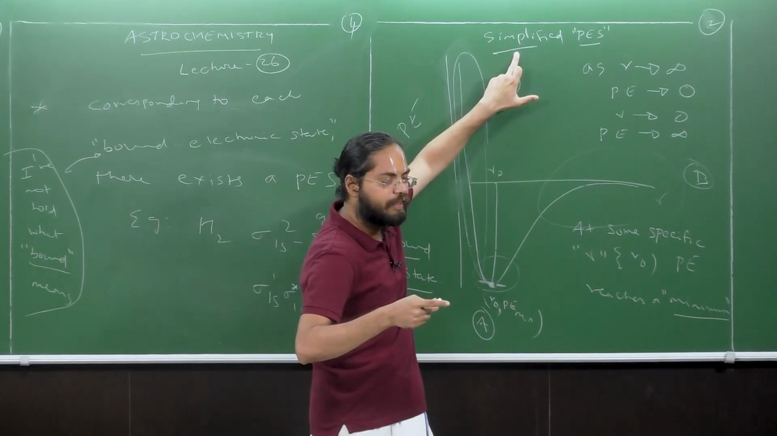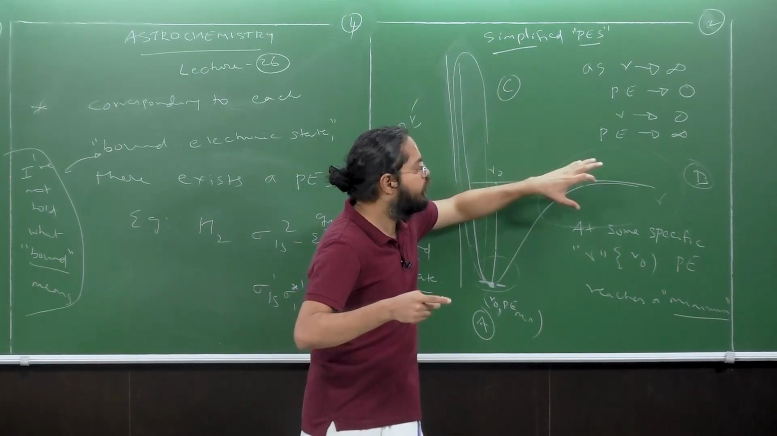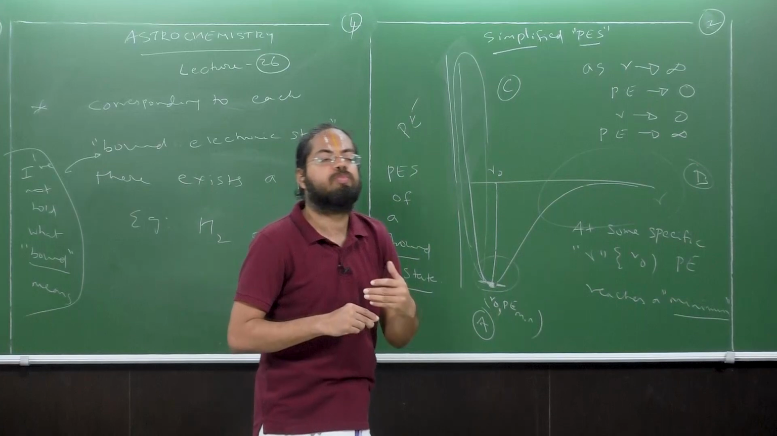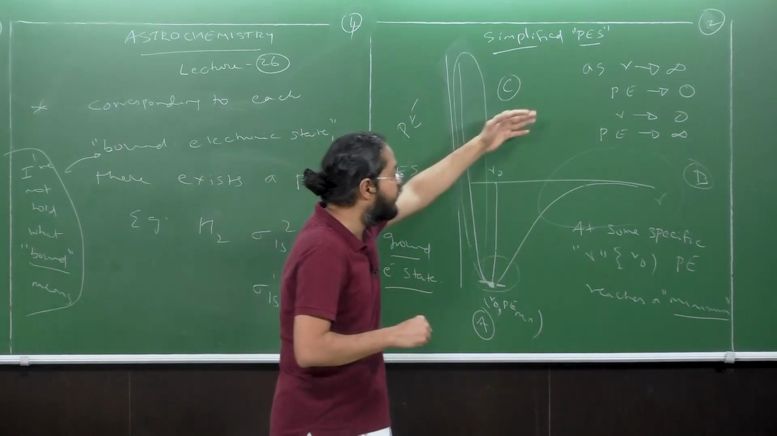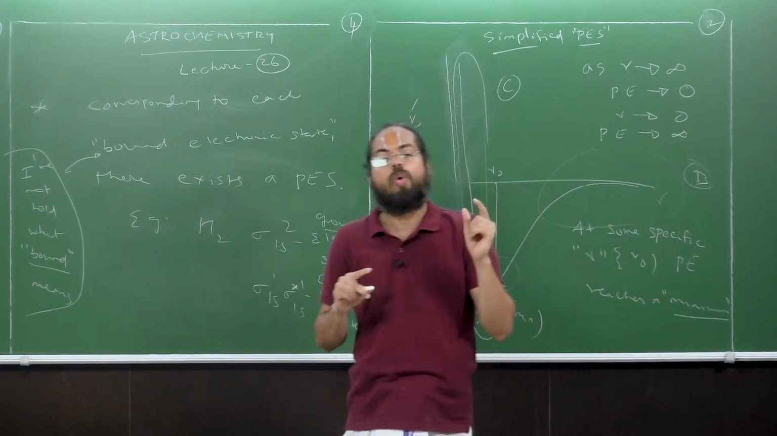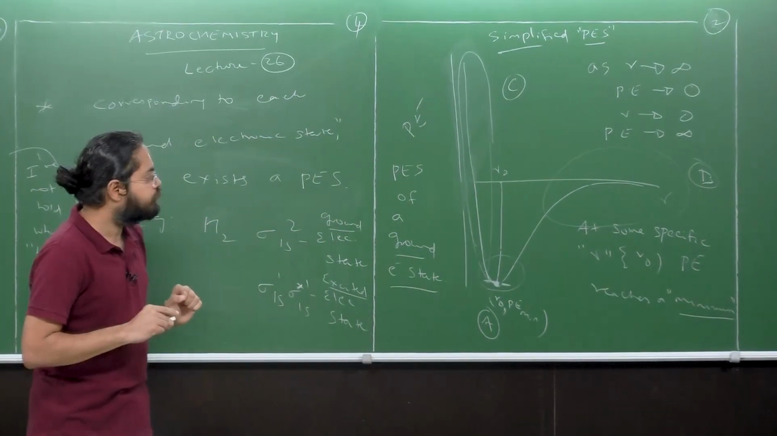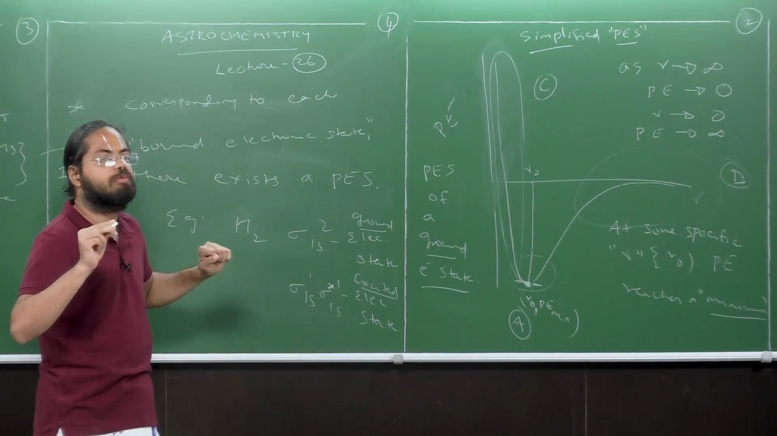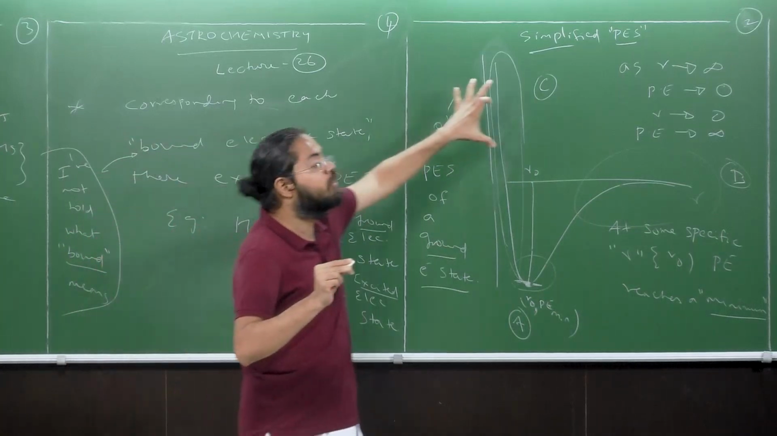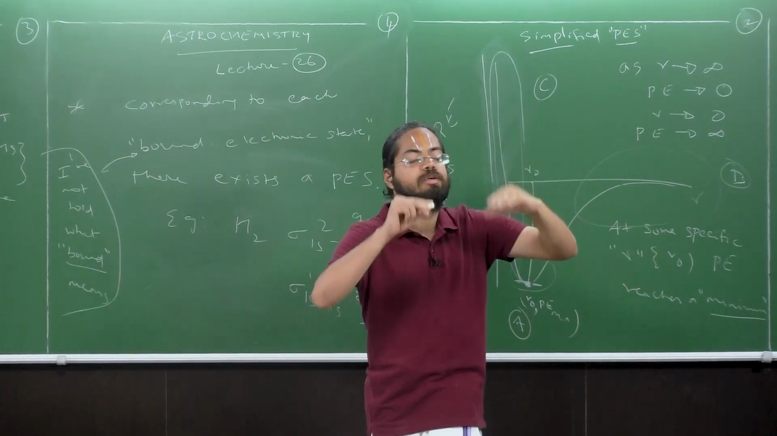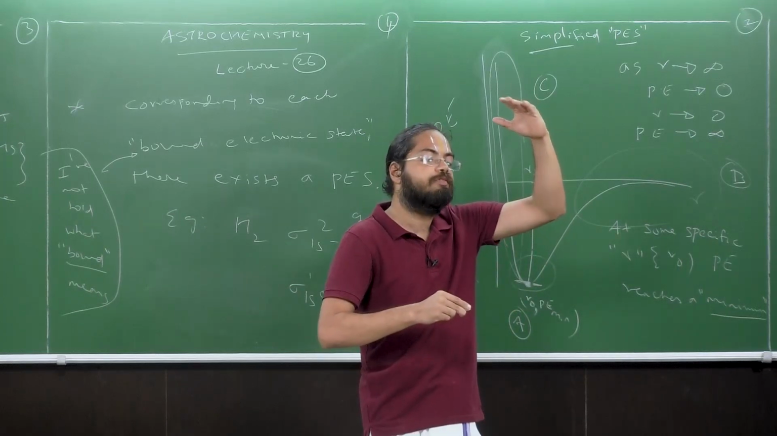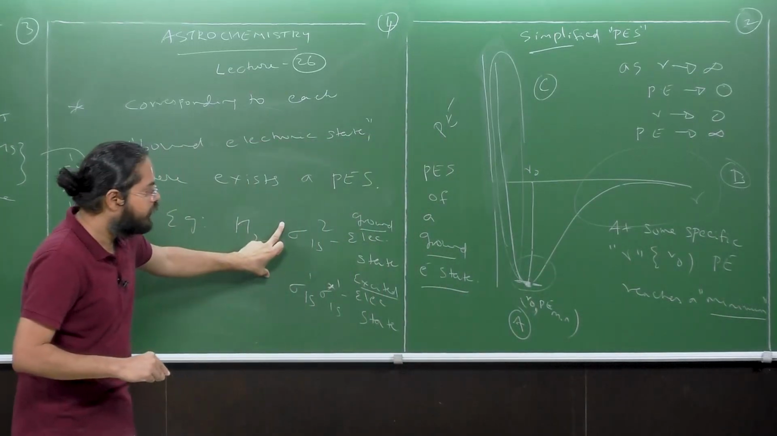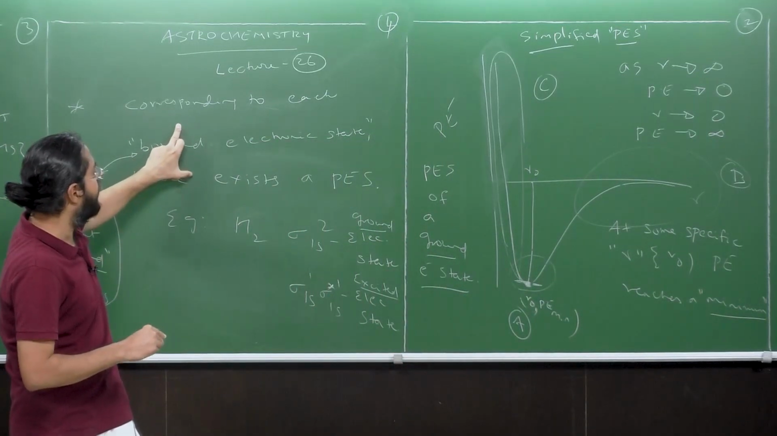Considering a simplified PES, corresponding to the ground electronic state we shall have a PES, and similarly, corresponding to an excited state there will be yet another PES. When we have to visualize an electronic transition, we must take into account both the PESs, the potential energy surface of the ground state as well as that of the excited state. Are we good? Are we clear about this point, that corresponding to each electronic state there exists a PES?